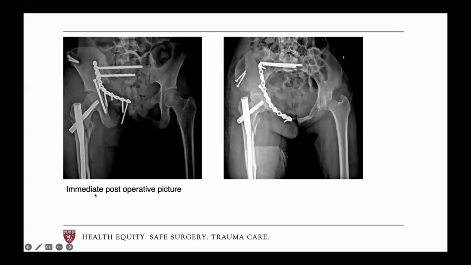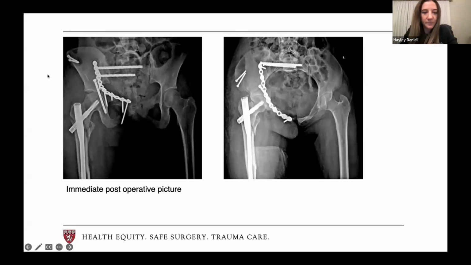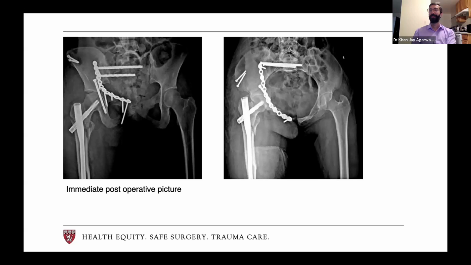Any comments from the faculty on these two cases? K-Rod, go ahead. K-Rod, you want to unmute yourself? K-Rod, we can't hear you. Sammy, are you there? Are you able to make any comments on this case? I know that you see so many of these in your practice.